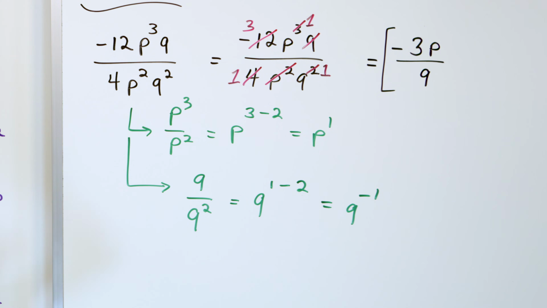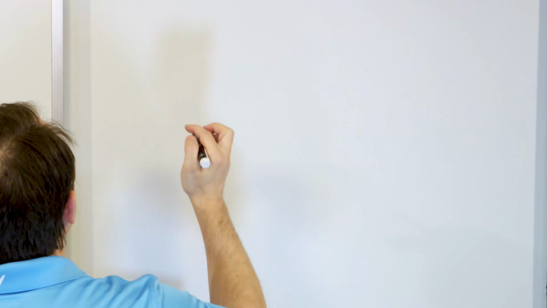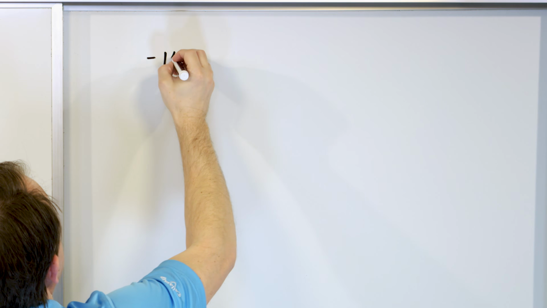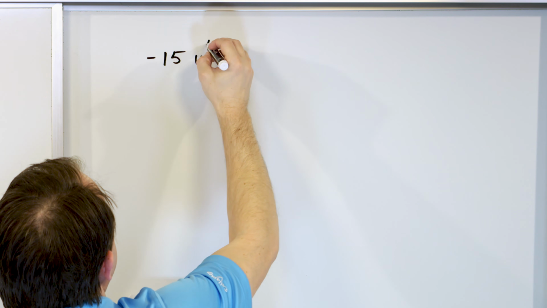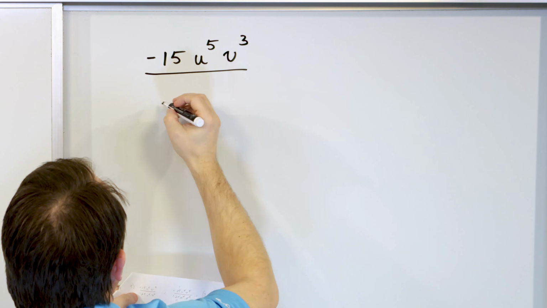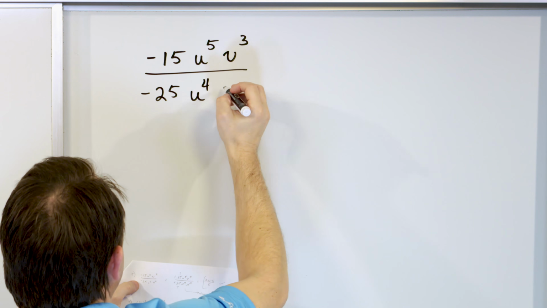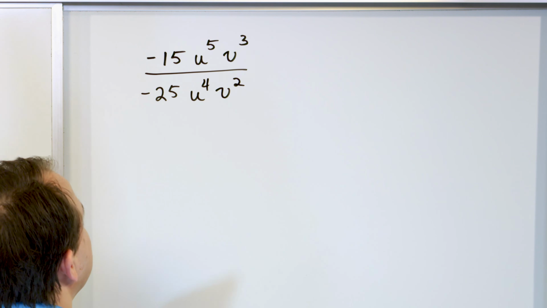All right, so let's go and solve a few more of these. We have a few more problems. They're going to get more complicated, but they're all going to follow exactly the same pattern as what we have done here. What if we have negative 15 u to the 5th power, v to the 3rd power, and on the bottom we will have negative 25 u to the 4th power, v to the 2nd power.